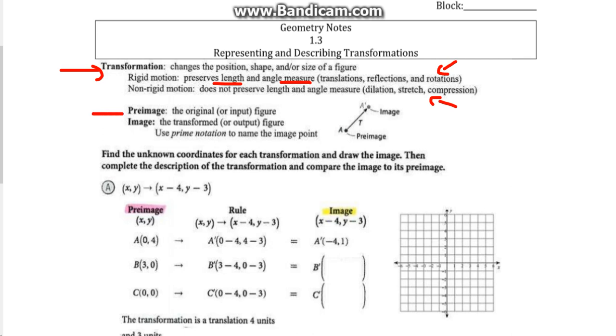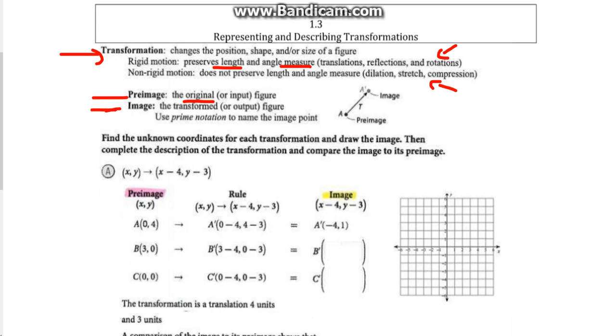Important information: pre-image is called the original, image is called the output. Basically, whenever you apply a rule, a rule is instructions for you to do to your coordinate points that will produce another point. It can be add or subtract, it can be multiplication, it simply can be moving the numbers in the opposite position. So we'll do some examples. Let's start with the first one.